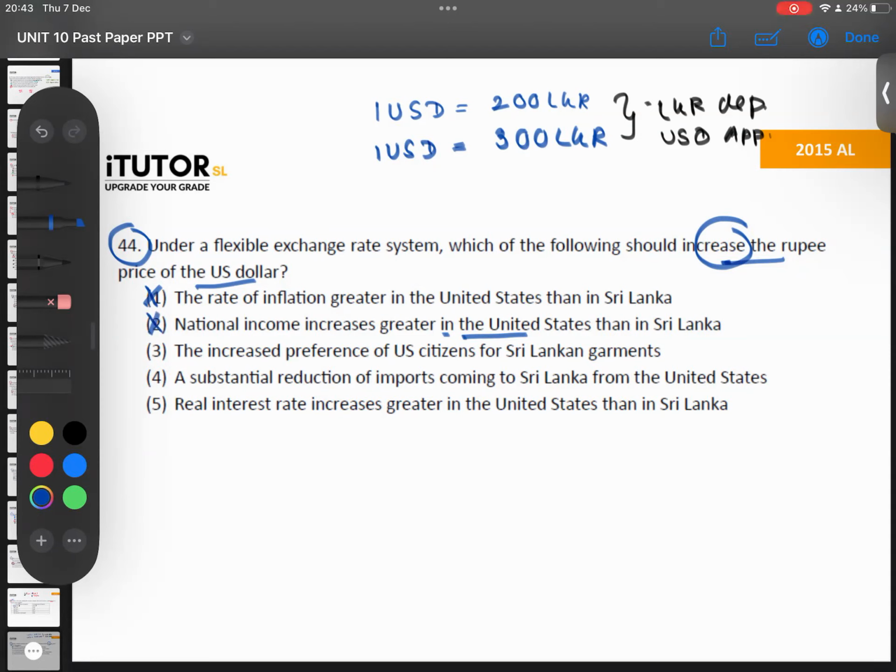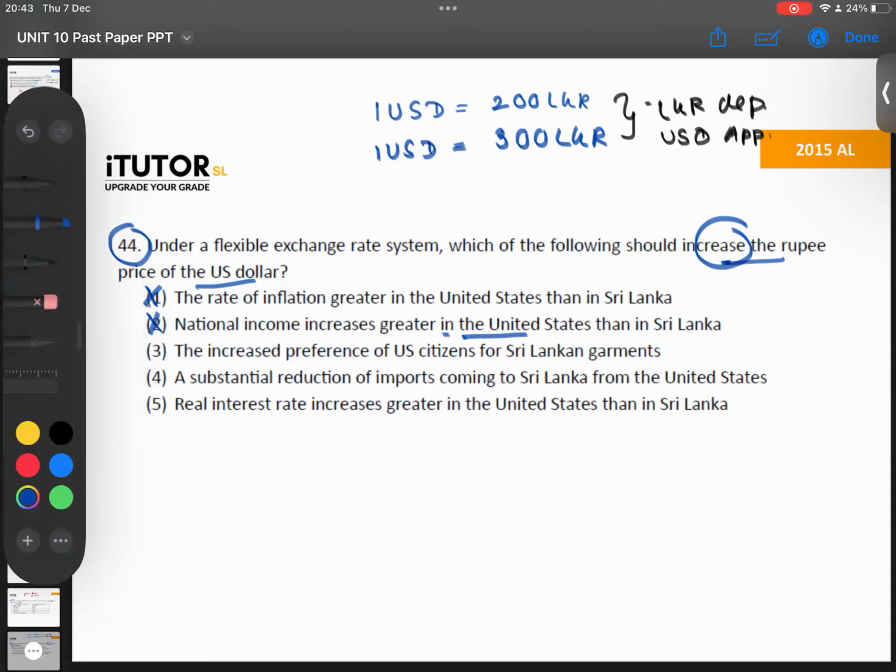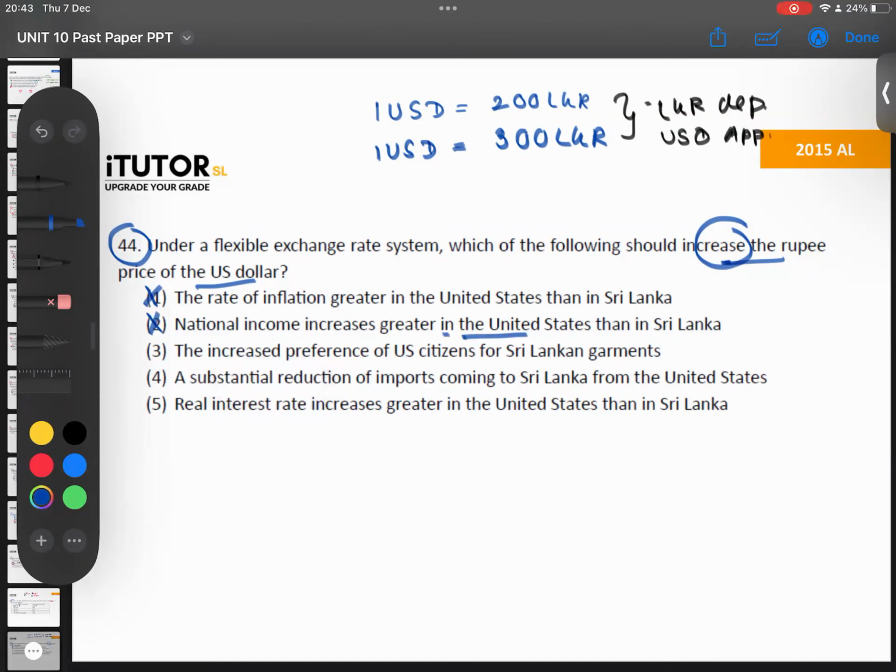Wrong. Increase preference of US citizens for Sri Lankan garments. Do you think that is correct? US citizens will prefer Sri Lankan garments now. Our rupee has depreciated. Will they prefer? Is it cheaper for them? Quickly give me an answer. Our LKR has depreciated, so now it's cheaper for them. It's way cheaper for them, right? Earlier, if they want to buy a thing, it was more expensive, right? Therefore, you can go with number 3.